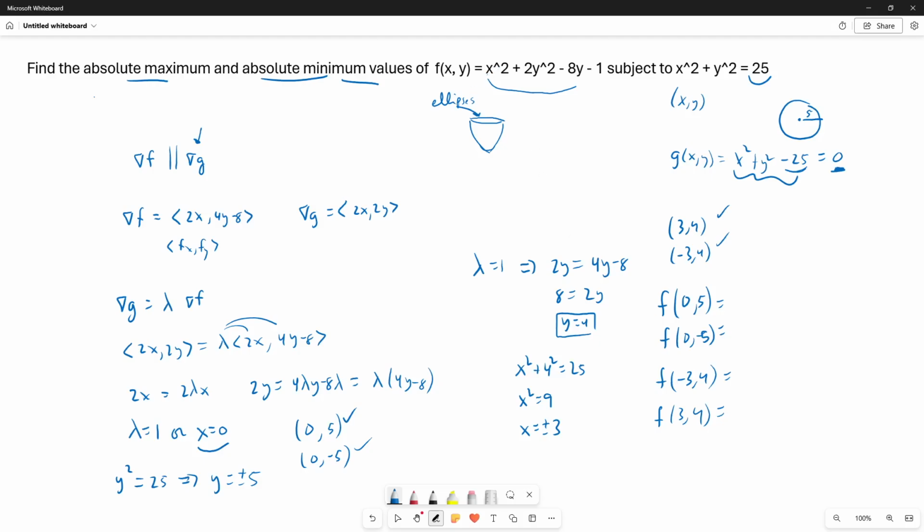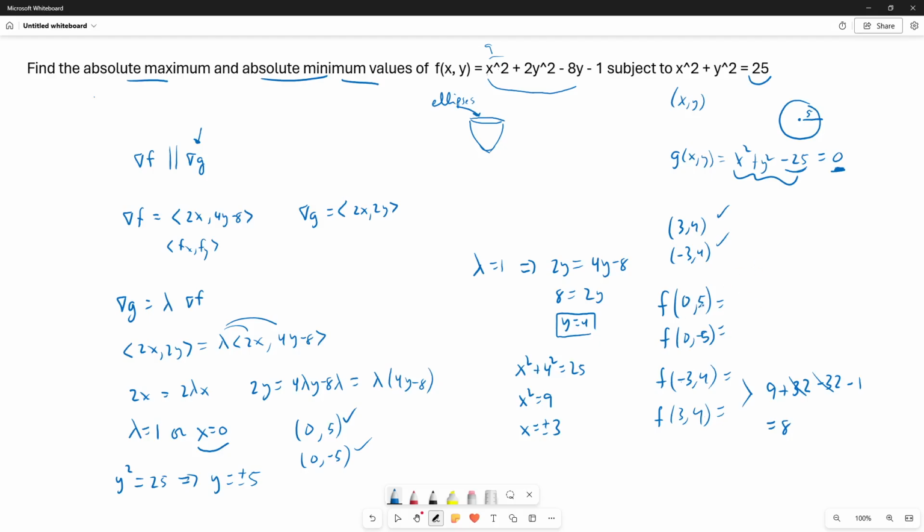Whether x is plus or minus 3, this will become 9. And so these two are going to give us the same number. We're going to get 9 plus 2 times 4 squared. 4 squared is 16, double that is 32. Minus 8 times 4 is also 32. And then minus 1. So this is 32 minus 32, 9 minus 1. So the function is equal to 8 at both of these points, 3, 4, and negative 3, 4. So let's keep that one in mind.